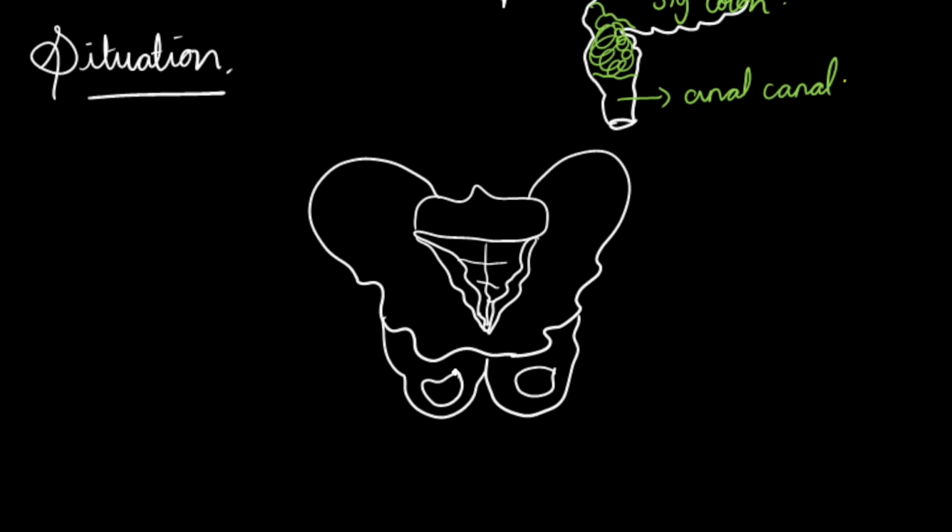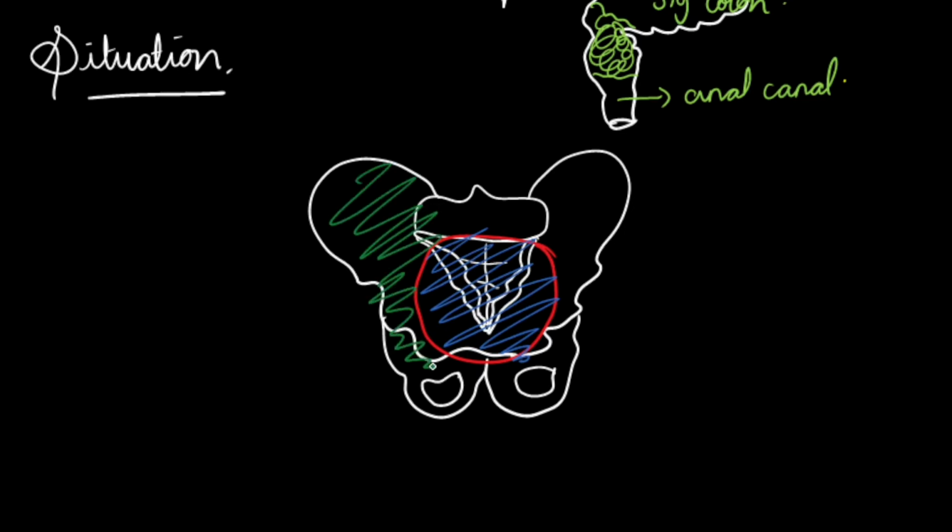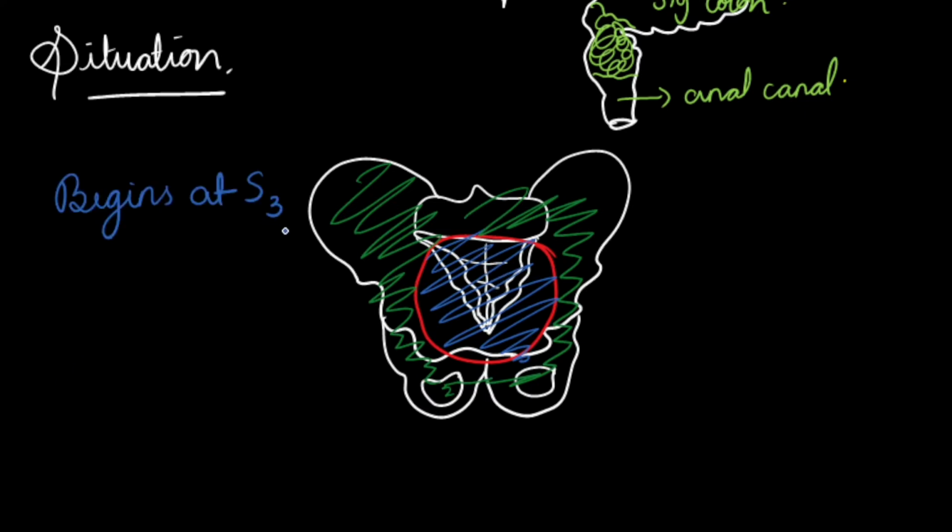So now, let us discuss the situation of the rectum. The rectum is situated in the lesser pelvis, mainly in the posterior part. This forms the pelvic brim, and the lesser pelvis exists below the pelvic brim, which is the exact location where the rectum is situated, and above the pelvic brim forms the greater pelvis. So, the pelvic brim is the exact demarcation between the greater pelvis and lesser pelvis, and in the lesser pelvis, mainly in the posterior part, our rectum is situated. Our rectum begins mainly at the S3 level.